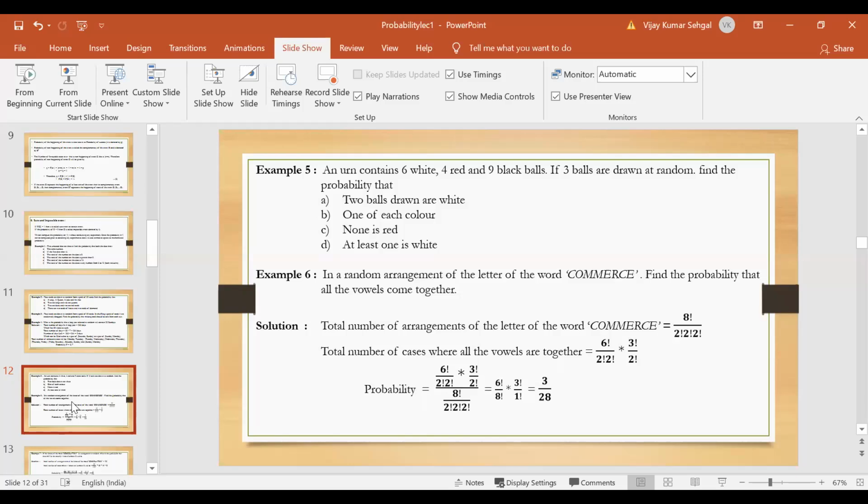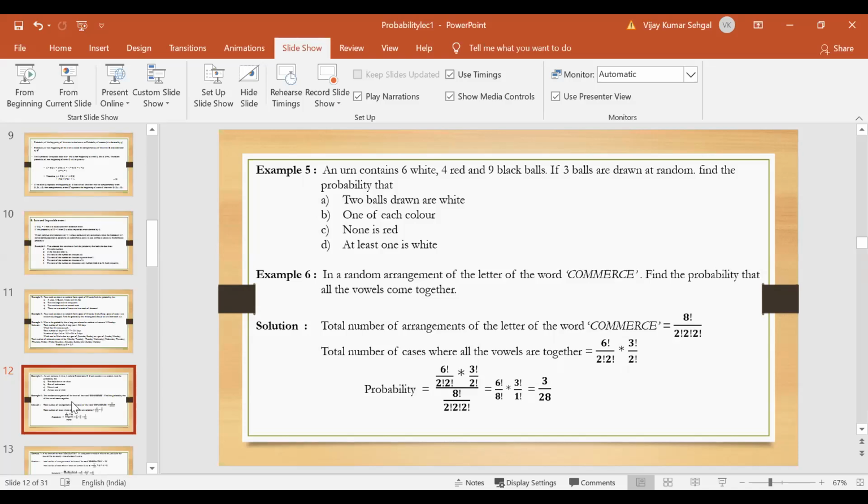Now, one of each color. One of each color means one should be white, one is red, and the other is black. So one white ball can be from 6 white balls, so 6C1. One red ball can be from 4 red balls, so 4C1. One black ball can be from 9 black balls, that is 9C1. So 6C1 into 4C1 into 9C1 is the favorable cases. Exhaustive will remain the same, 19C3. So 6C1 into 4C1 into 9C1 divided by 19C3 is the probability of getting one of each color.